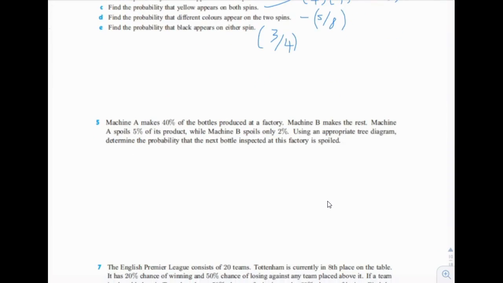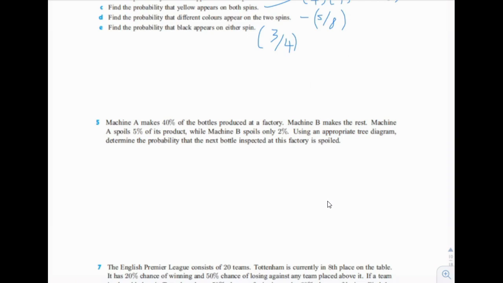Number 5. Machine A makes 40% of the bottles produced at a factory. Machine B makes the rest. Machine A spoils 5% of its product, while Machine B spoils only 2%. Using the appropriate tree diagram, determine the probability that the next bottle inspected at this factory is spoiled.